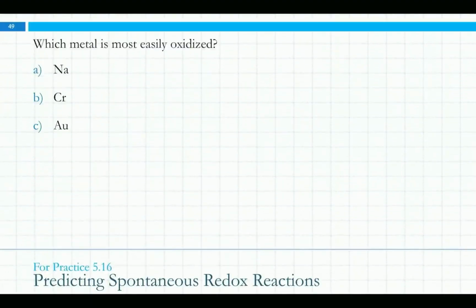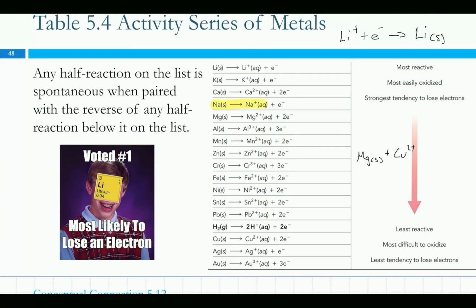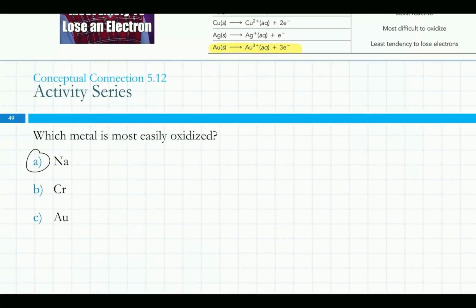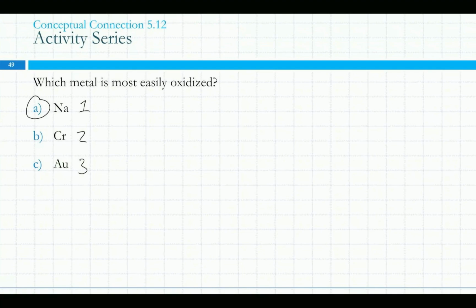There's two questions here, right? Which metal is most easily oxidized? Sodium, chromium, and gold. Which one's the most easily oxidized? Sodium. Oxidized, more likely to lose electrons. So it'd be sodium would be the most, chromium would be second, and gold would be third.